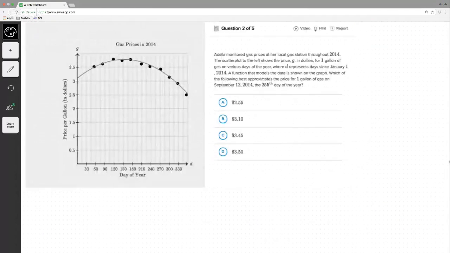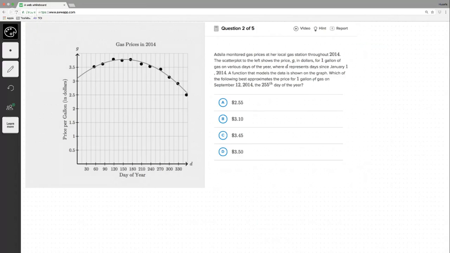Adsilla monitored gas prices at her local gas station throughout 2014. The scatter plot to the left shows the price. So what is this? Throughout 1 year, and this is the 365 days of the year on the horizontal axis. This is price per gallon in dollars for 1 gallon of gas, where D represents days since January 1st, 2014.